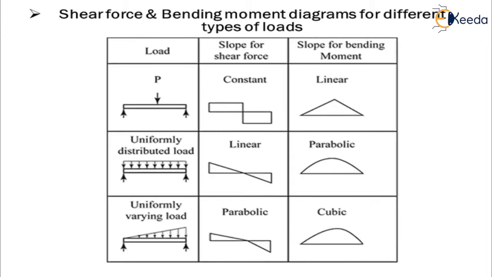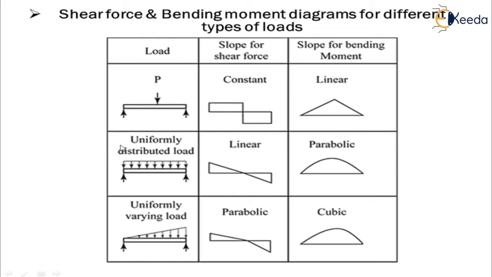The nature of shear force and bending moment diagram for different types of loads are as under. If the loading condition is point load, then the slope for shear force is constant, whereas the slope for bending moment is linear or inclined line.